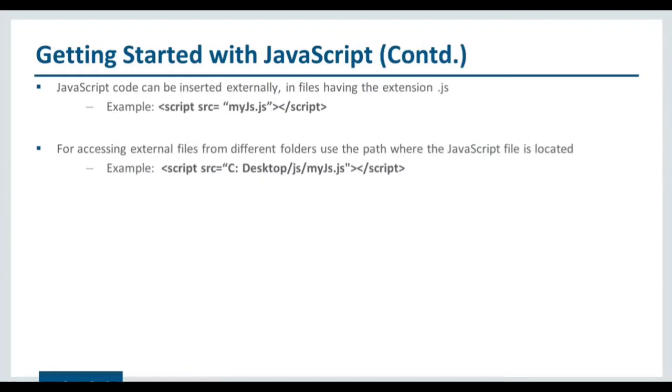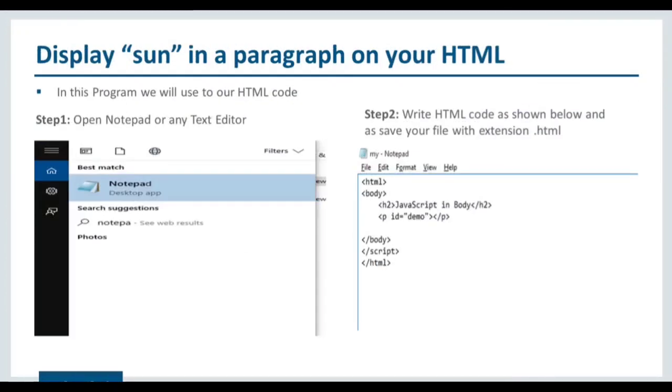We know that to add it internally, you just have to write the script tag and within it all the JavaScript code. If you want to add it externally, then you write an attribute in the script tag, that is src, which stands for source. You can write the name of the file if the JavaScript file exists in the same folder as the HTML file. If it doesn't, then give it a path. Let's just see a beautiful example.